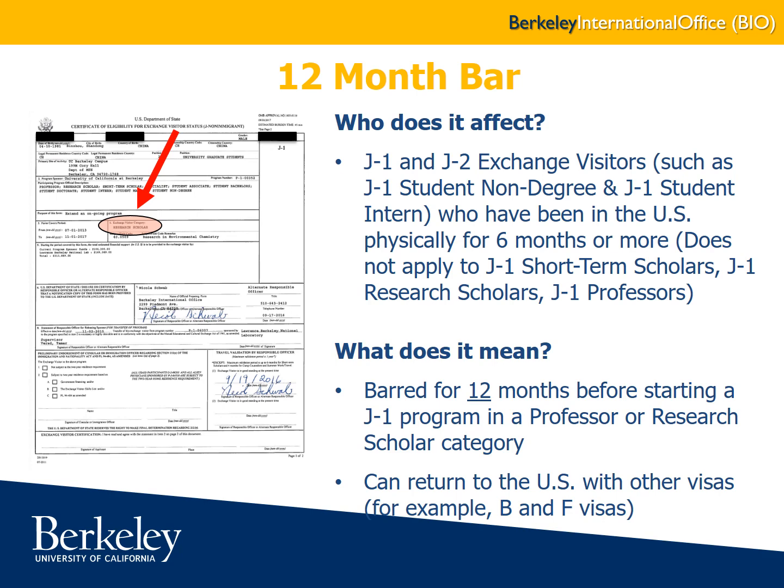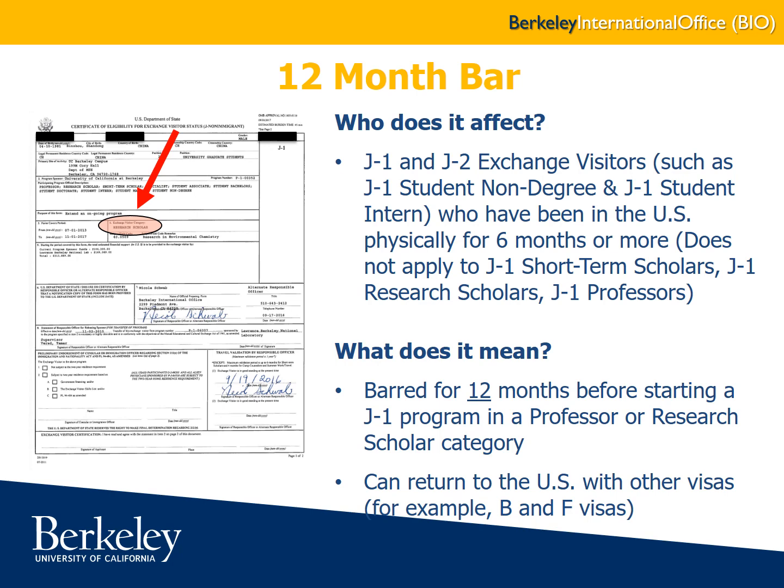The 12-month bar does not apply to those in the J1 Research Scholar, Professor, or Short-Term Scholar categories. If you are in any other category, including the Student Intern or Student Non-Degree categories, and you will have been physically present in the U.S. for at least 6 months, then this rule will apply to you.